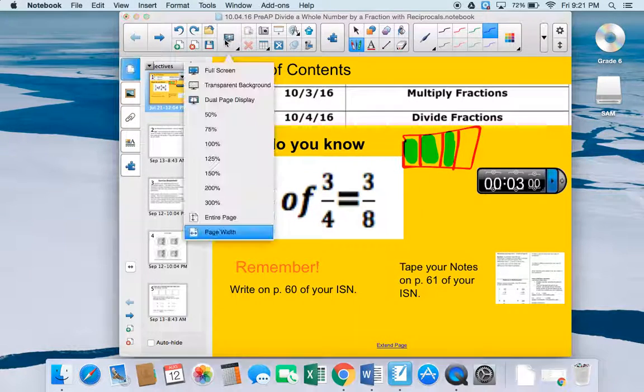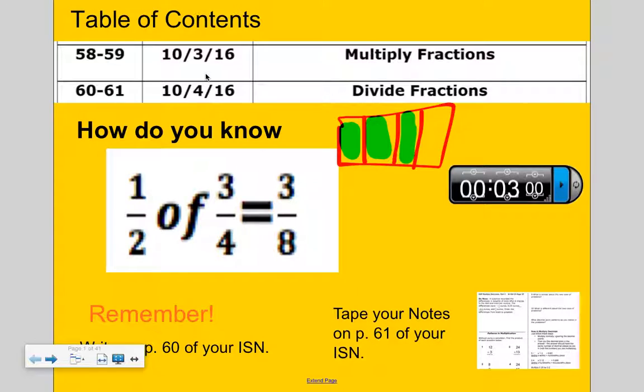This lesson is over how to divide a whole number by a fraction. How do you know that half of 3/4 is equal to 3/8? As you can tell, this represents a fraction bar. This represents 3/4. So I need to find half of that.